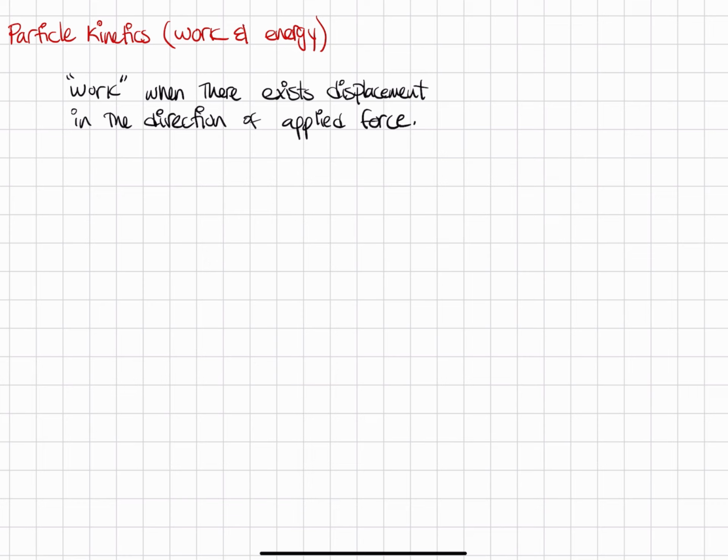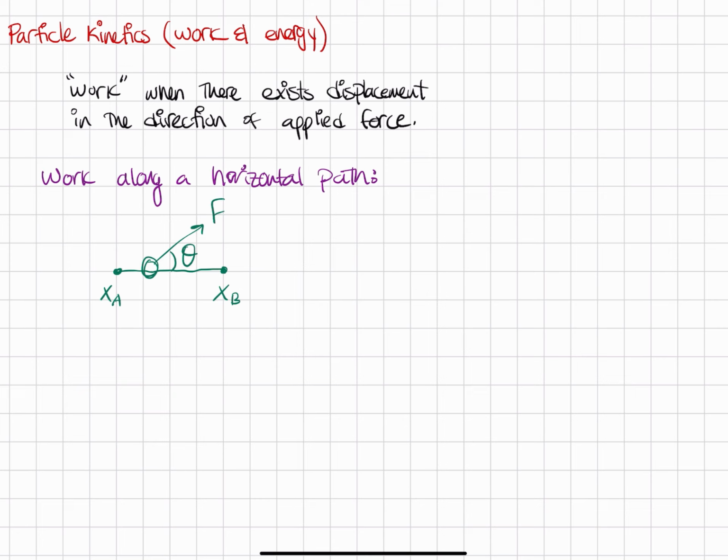So let's use a different color. So work along a horizontal path. So let's say we're going from this position to this position. The origin is XA. The destination is XB. You have a particle that you're analyzing. It's being subjected to a force F at an angle theta, right? So that's, I think, all the important components we have for force and displacement.